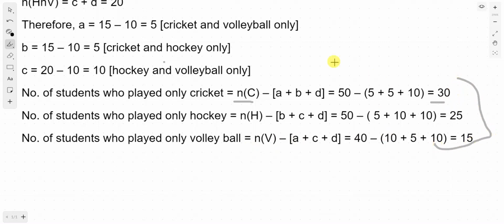We will deal with other types of questions in the next part of set theory. So this was all about today's lecture.